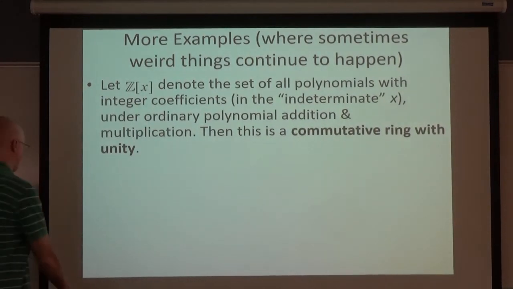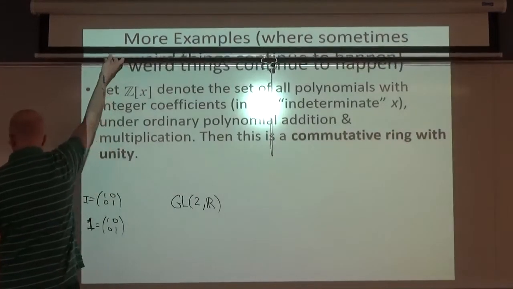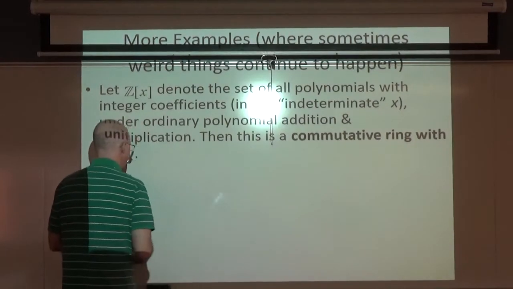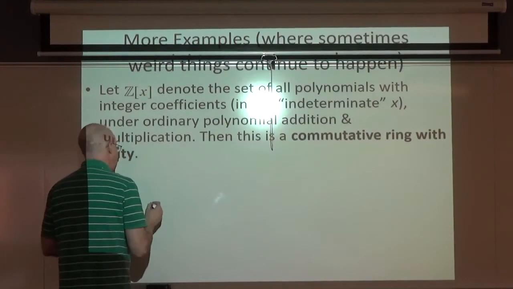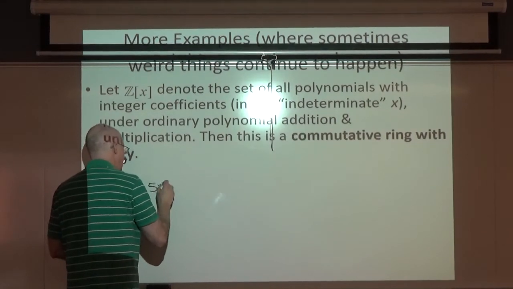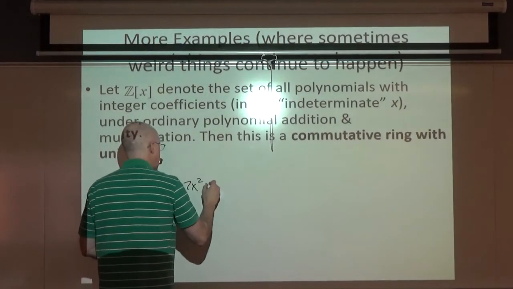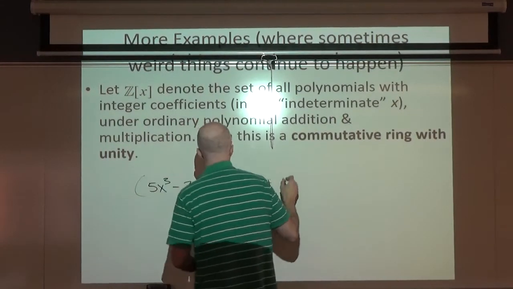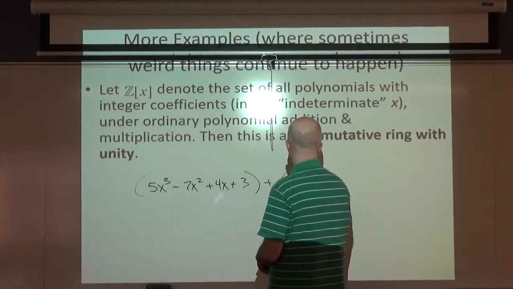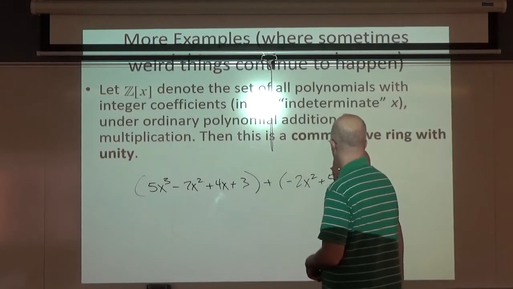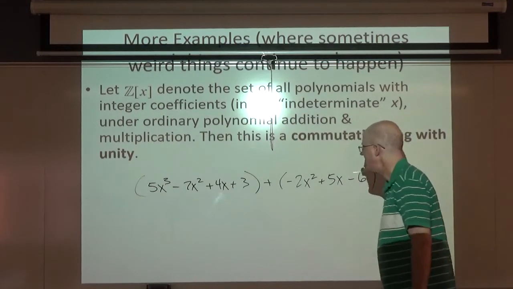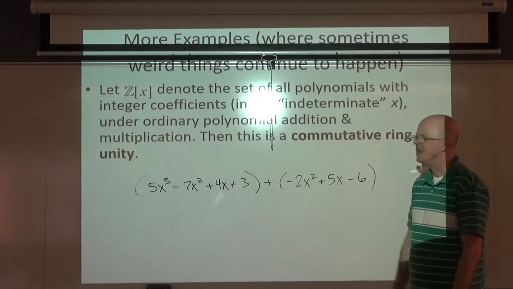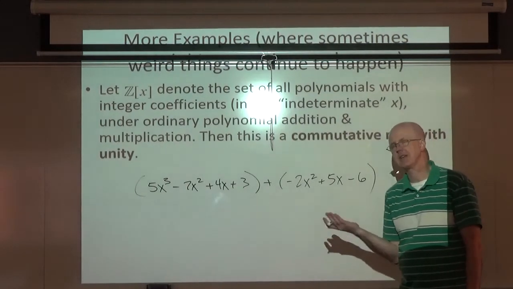Let's see. Okay, let's emphasize something more here. When I say polynomial addition is done in the usual way, I mean if you've got two polynomials, 5x cubed minus 7x squared plus 4x plus 3, and you're adding that to negative 2x squared plus 5x minus 6, you'd add these polynomials just like you'd think you would. Technically speaking, the powers of x are just kind of serving as placeholders.